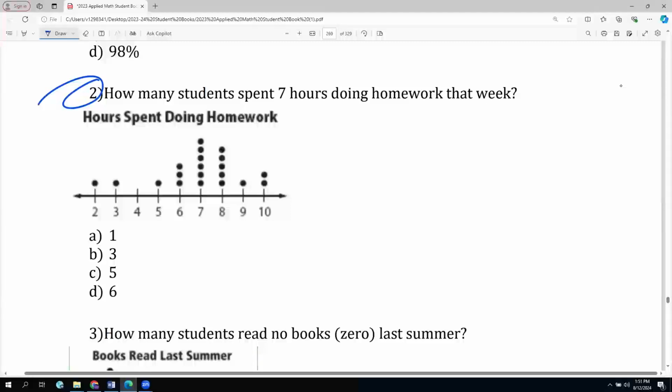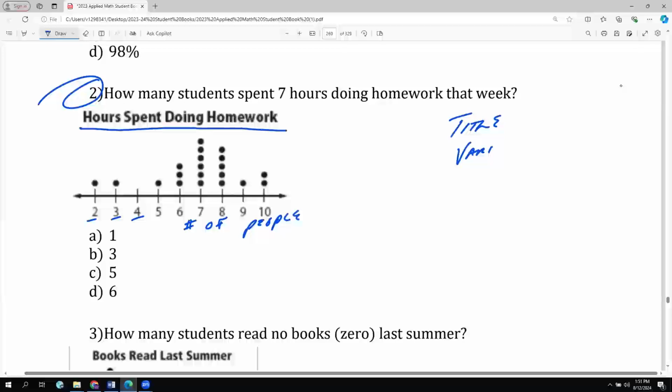So again, can I still do my 3 items? Yes, I can still look and see what's the title. Well, the title is hours spent doing homework. Exactly. What are the variables? What's being described? You could say, well, I see 2, 3, 4. That looks like number of people. Exactly. And then you'd say, well, then I see all these individual dots listed here. And I'd say, okay, well, what looks high to you? And what looks low?